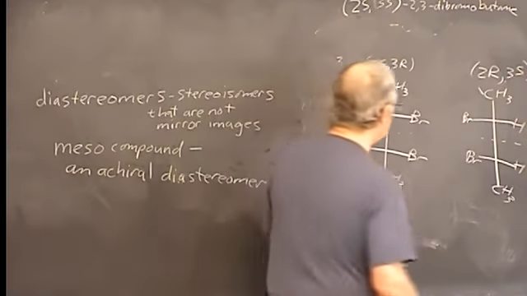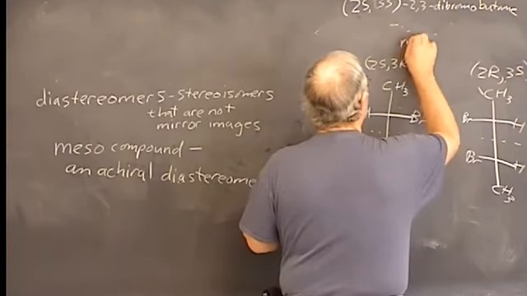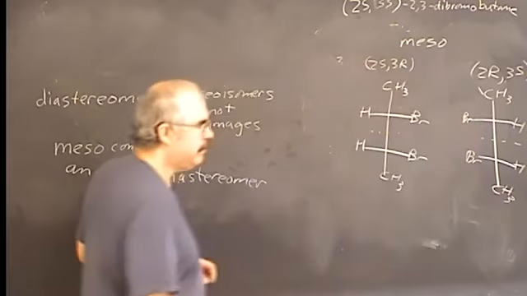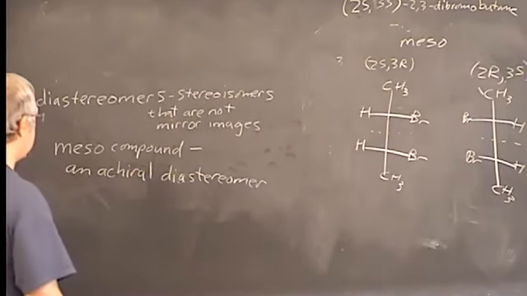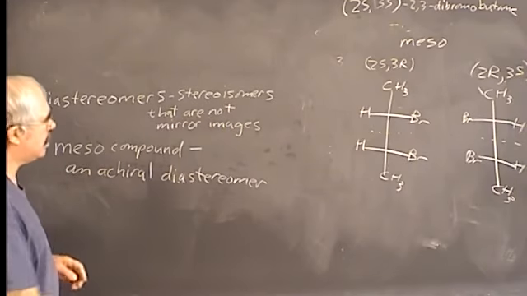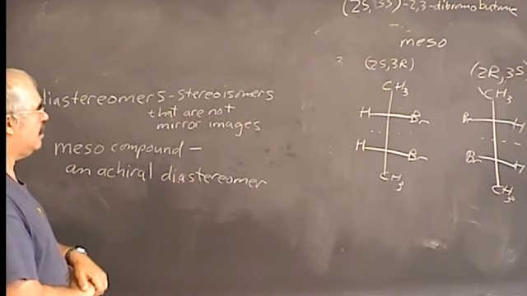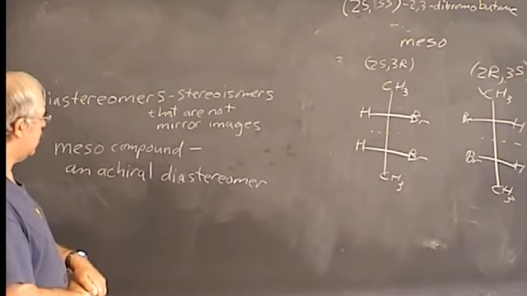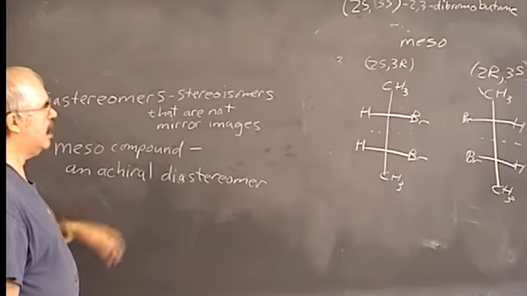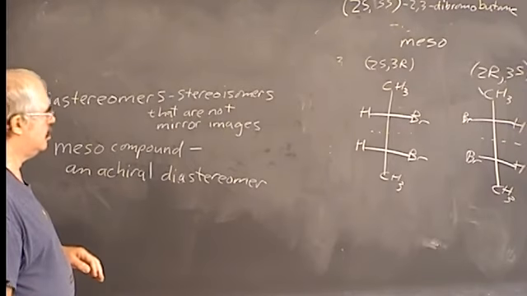And this particular type of compound is called a meso. And meso is defined as an achiral diastereomer. Okay, we saw that it was a diastereomer. It was not a mirror image of the other stereoisomers. It is achiral, meaning not chiral. So in other words, it's identical to its mirror image.